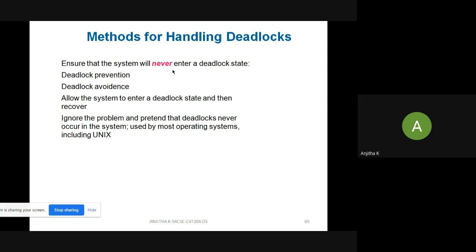Okay, so methods for handling deadlock: first, the system will never enter into a deadlock. In that case, you have to implement deadlock prevention and deadlock avoidance. Then, allowing the system to enter into a deadlock and then recover from that. Detect, recover. And third is to just ignore the problem altogether and pretend that deadlock will never occur in the system. That solution is normally used by most operating systems, including Linux, Windows, etc. Then application programmers will write some programs or code to ensure that deadlock won't occur.